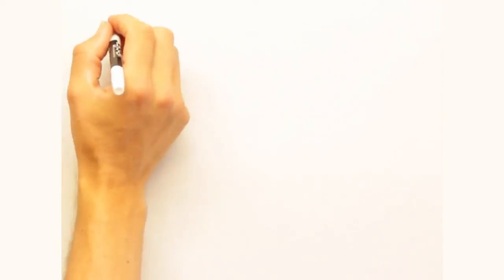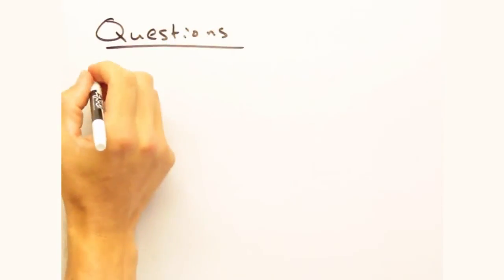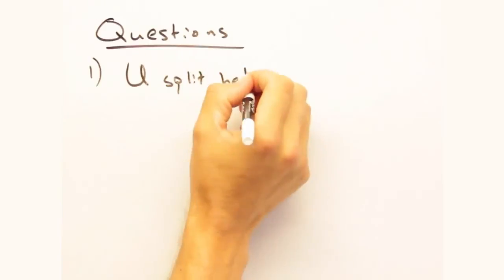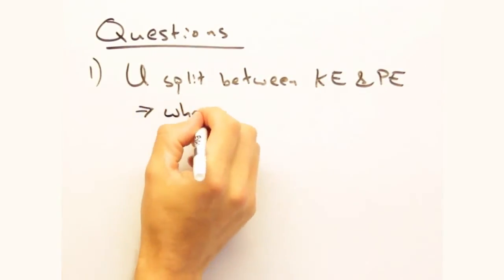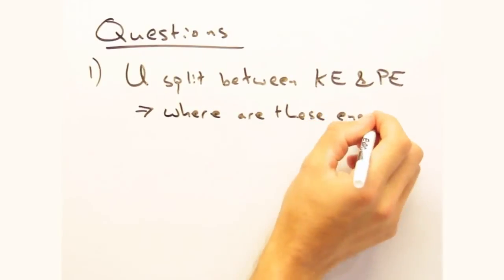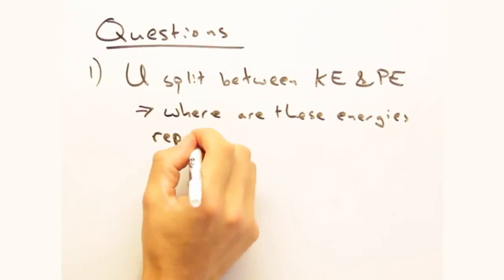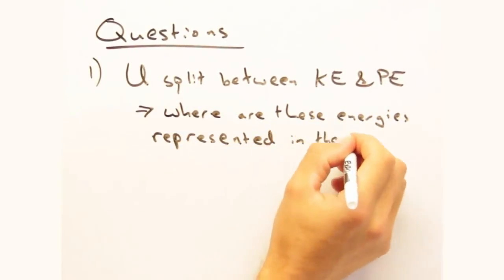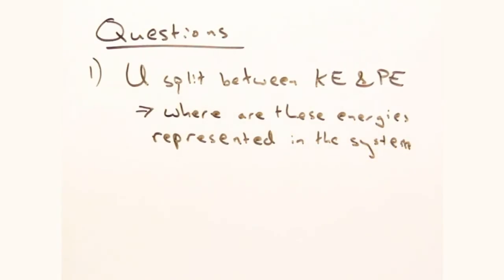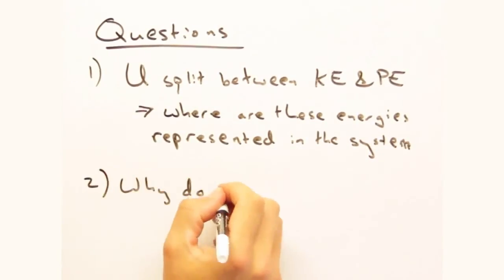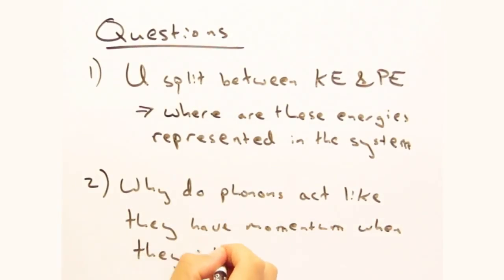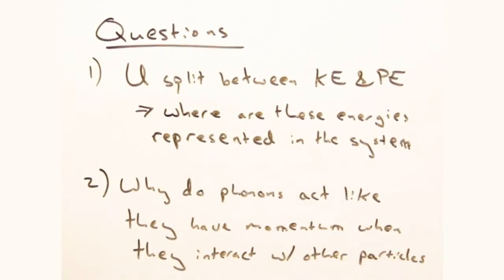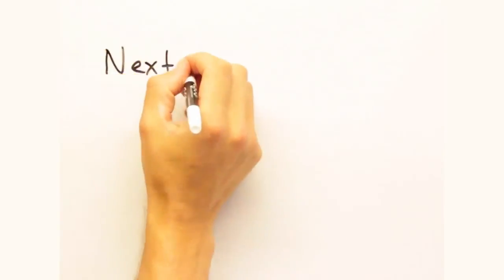Before we go, here are some questions for you to consider at home. First, I talked earlier about how for harmonic oscillators, the total U is split evenly between the kinetic energy and the potential energy of our system. Where are each of these energies represented? I also stated as a fact that phonons act like they have momentum when they interact with other particles. Physically, why are phonons able to do that? Next time, we're going to take a look at how phonons behave in a finite solid.